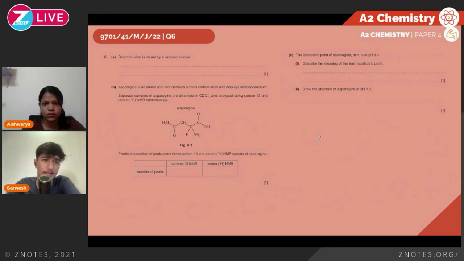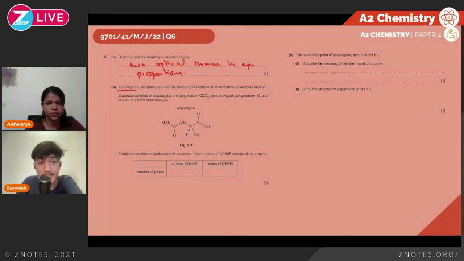So question 6. So we are approaching the end of this paper. Describe what is meant by a racemic mixture. A racemic mixture is a mixture of two optical isomers in equal proportions. Asparagine is an amino acid that contains a chiral carbon atom and displays stereoisomerism. Separate samples of asparagine are dissolved in CDCl3 and analyzed using carbon-13 and proton NMR spectroscopy. Predict the number of peaks seen in the carbon-13 and proton NMR spectra of asparagine.